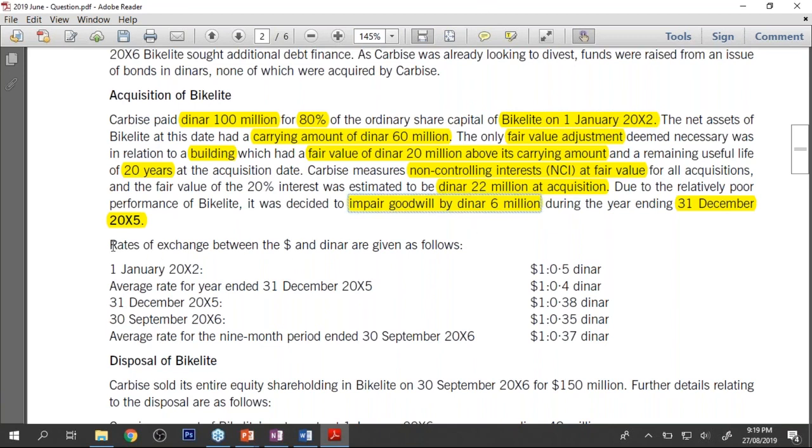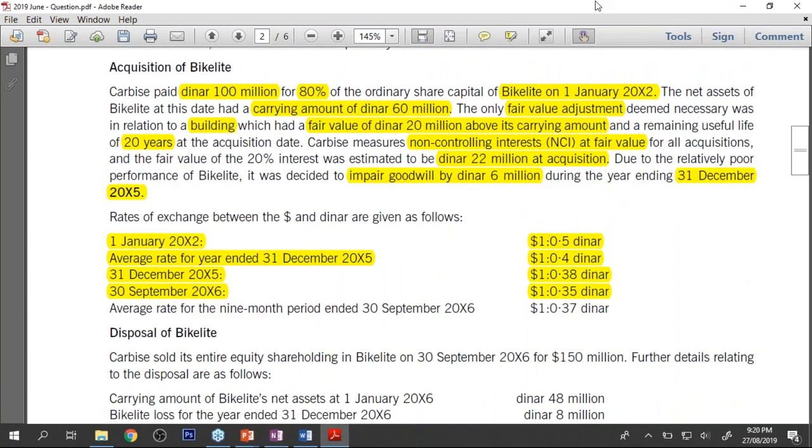The question says that the rates of exchange between the dollar and the dinar are given as follows. So we actually need the rate at the date of acquisition for the goodwill. We need the rate at both the year ends, and we need the average rate to get the value of the goodwill. So this is the actual paper of March 2019. Actually, the June 2019 paper has not been published by ACCA.